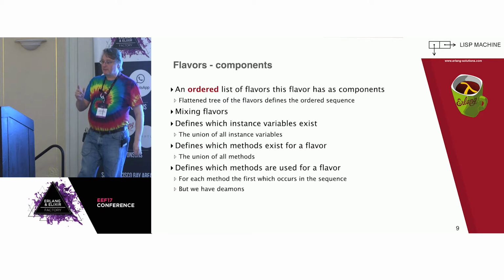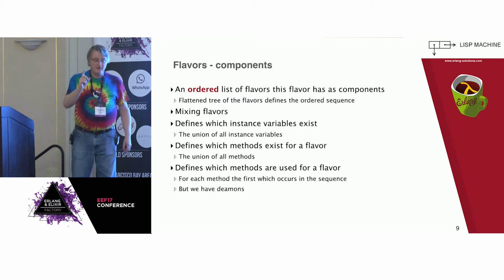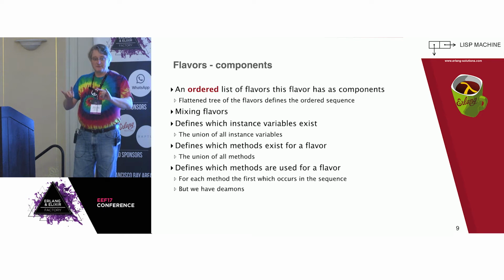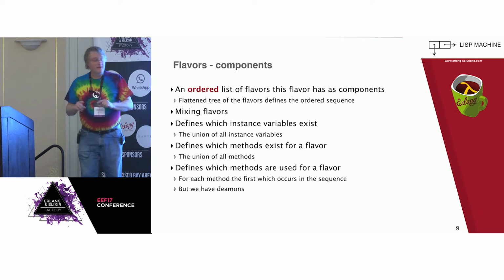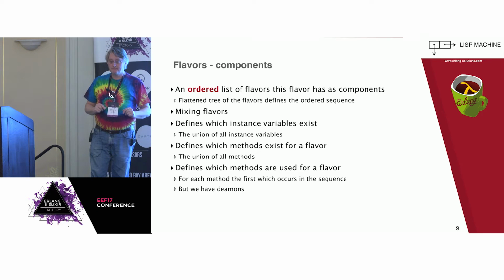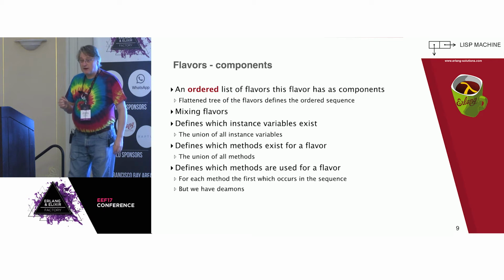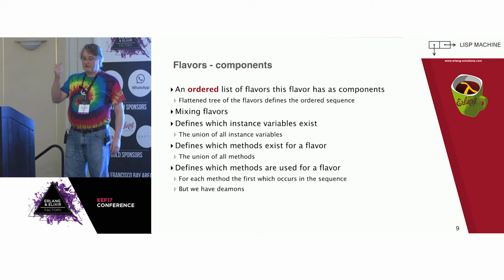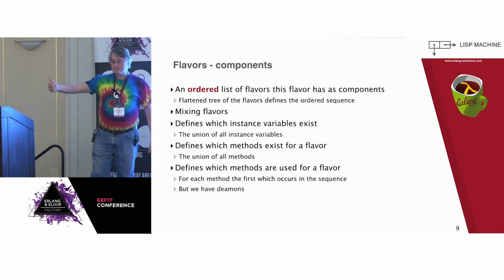But now we run into a slight problem here. What happens if I incorporate the same method from multiple components, from multiple flavours? I might have defined it, some of my components might have defined it. This is where the ordering comes in. My flavour is assumed to be the first one in my list of components, and you step down that ordered list, and if a method occurs multiple times, you take the first one in that order, and that's the one that's used.